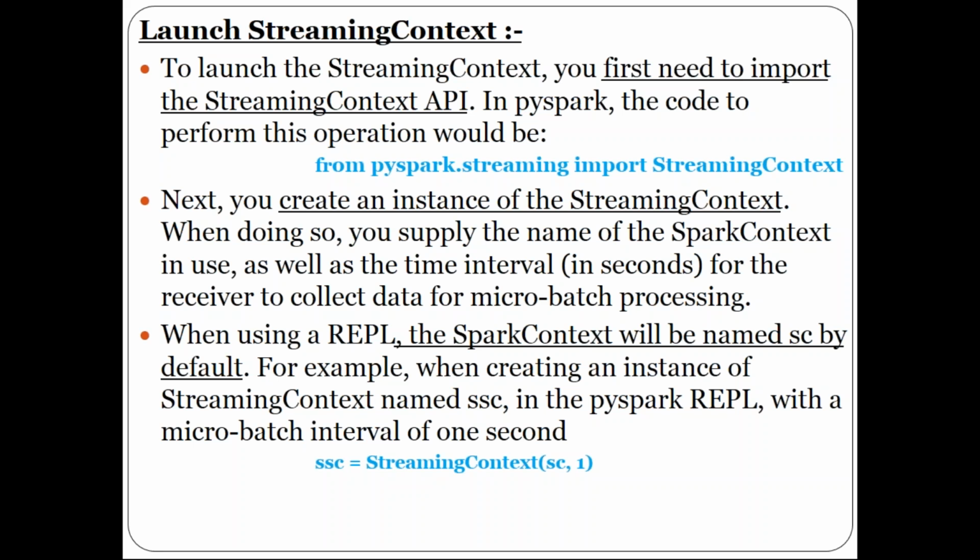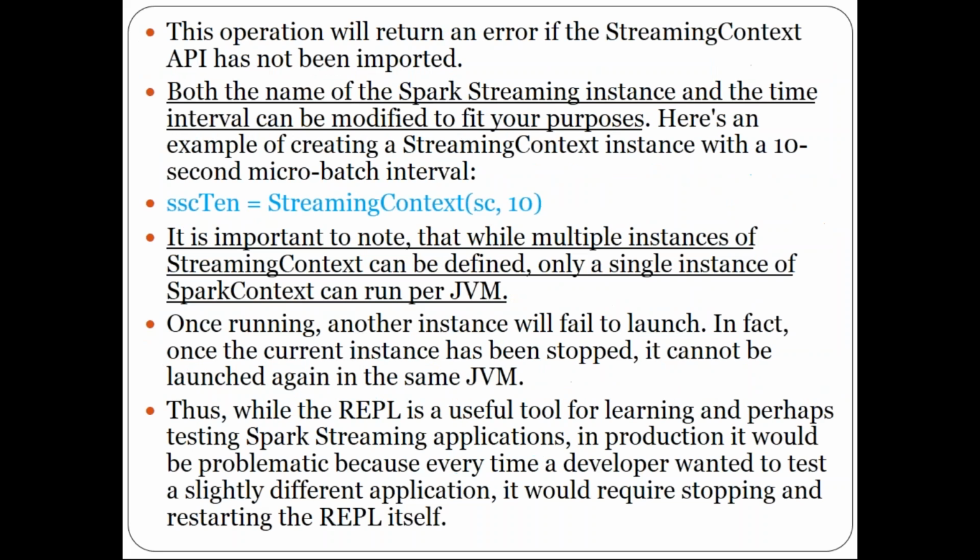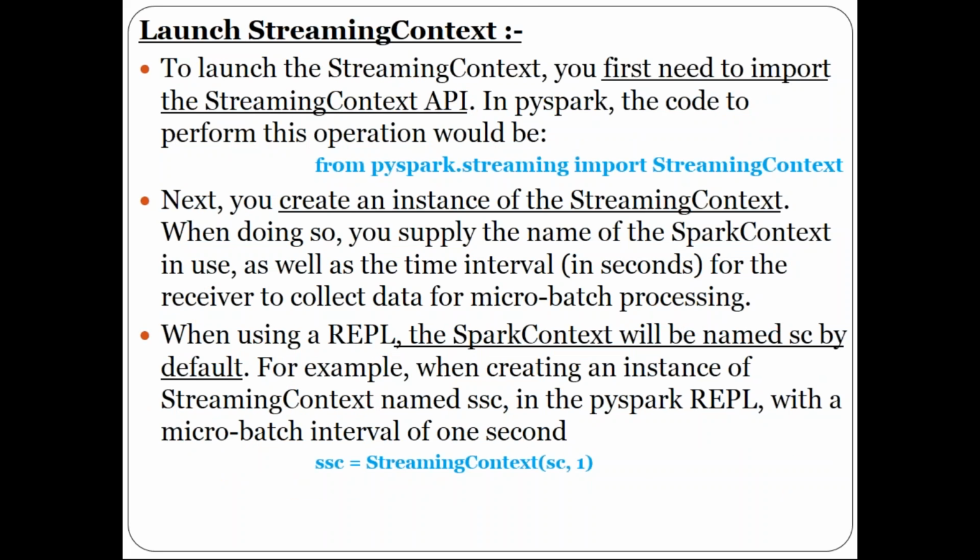Okay. For example, when creating an instance of streaming context named ssc in PySpark with a microbatch level, you need to write ssc equal to StreamingContext(sc, 1). Instead of ssc, you can also name it Amarnath equal to StreamingContext(sc, 1), or ThoughtWorks equal to StreamingContext(sc, 1). That's up to you. It's just a variable you are assigning to your streaming context name. Simple. Okay. Now, we are done.